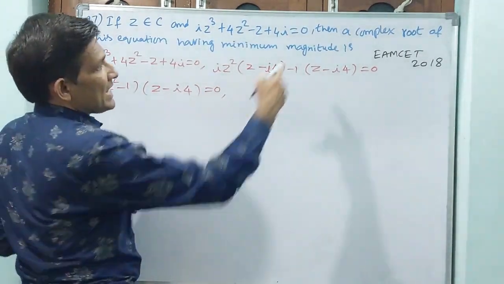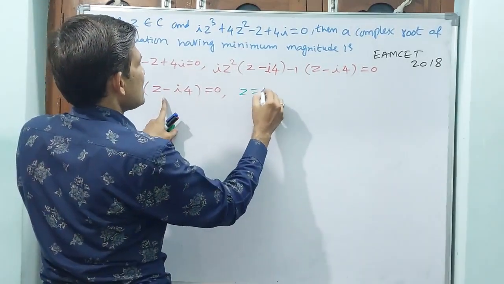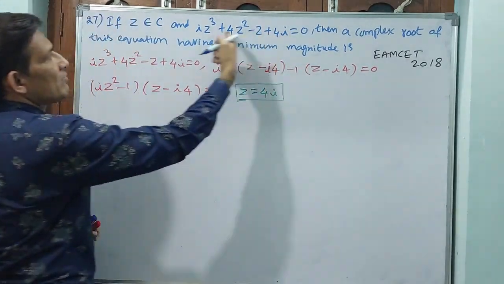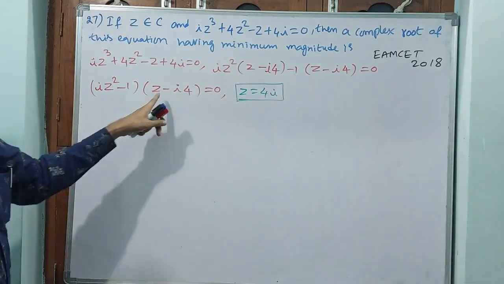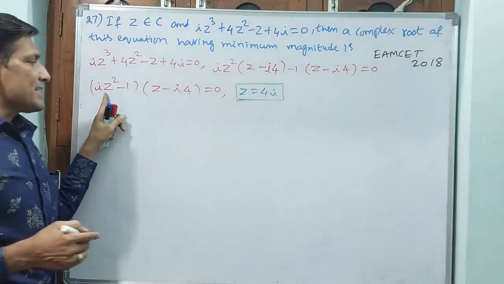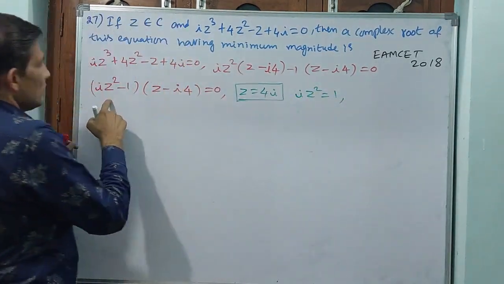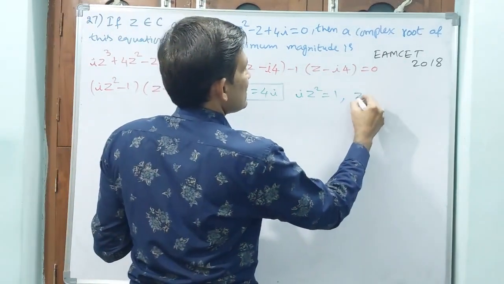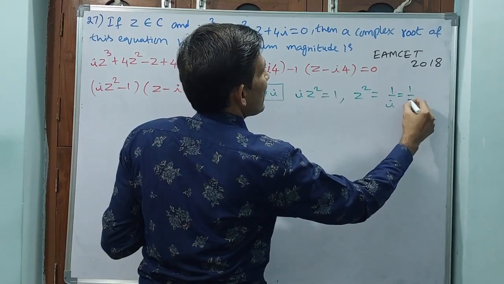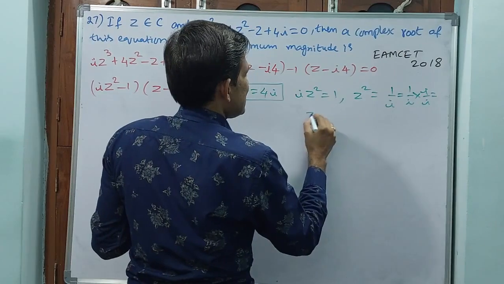Now you see, minimum magnitude he wants. z will be 4i, z is equal to 4i, this we will keep. See, root means for this equation only the z value we have to find. One value we have got: z is equal to 4i. But another value, you see, iz square is equal to 1, z square is equal to 1 by i. That is equal to 1 by i into i by i, that is equal to minus i.